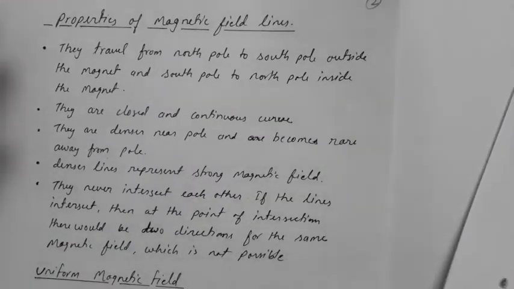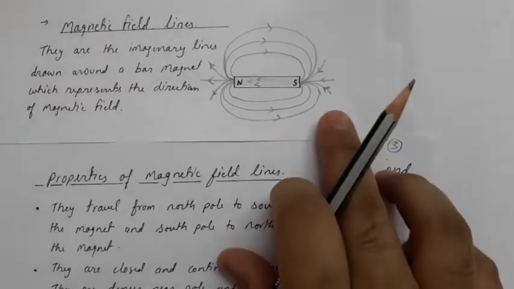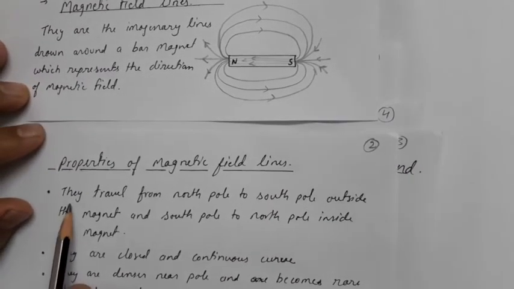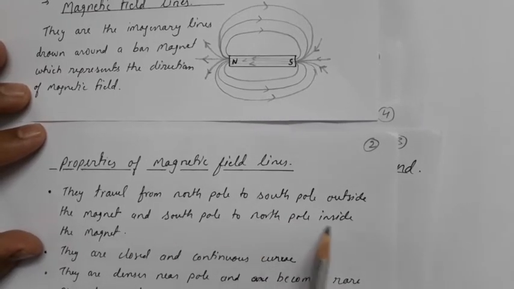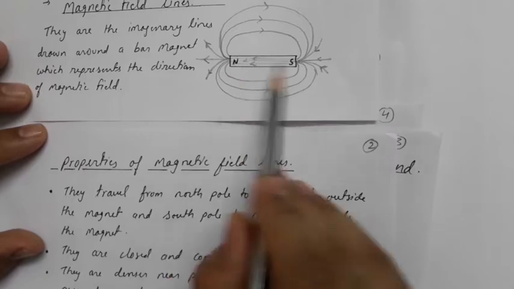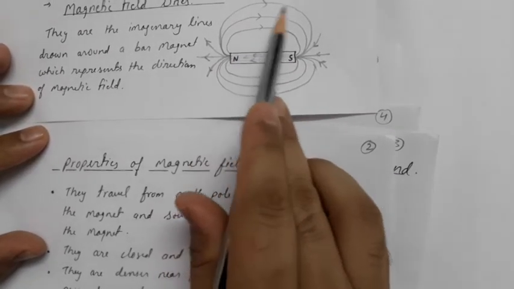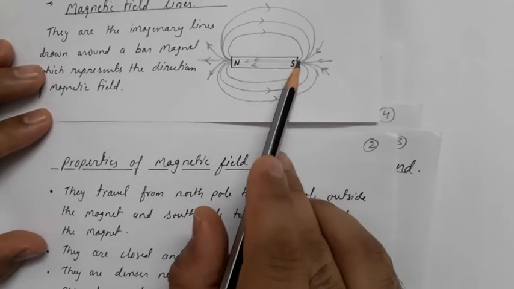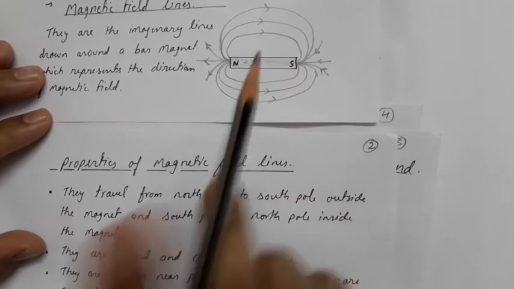Now first property, we have to keep this diagram. So first is, they travel from north pole to south pole outside the magnet, and south pole to north pole inside the magnet. Suppose this is our magnet. The magnetic field lines are coming out from the north pole and they are moving towards the south pole. Outside the magnet they are moving from north to south, but inside the magnet they are moving from south to north. So this is the first property.